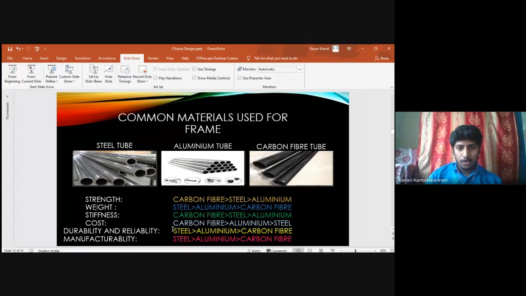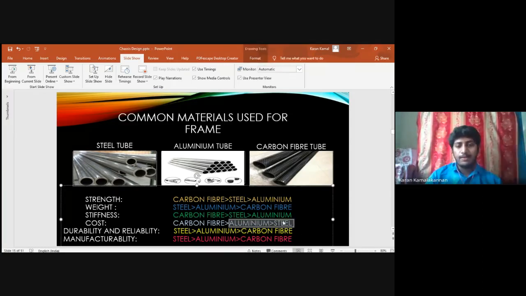Compared on stiffness, load per unit deflection, carbon fiber has the highest, then steel, and aluminum is a less stiff material, as we see it can be easily deformed. And next is the cost. Obviously carbon fiber is the highest among all three due to its extensive manufacturing process. And for aluminum, we may have a comparison of whether aluminum or steel is cheaper. For certain applications, aluminum is cheaper than steel. But when you compare the tube, the manufacturing process for aluminum is costlier than steel, so hence it is more than that of steel. And next comes the durability and the reliability.